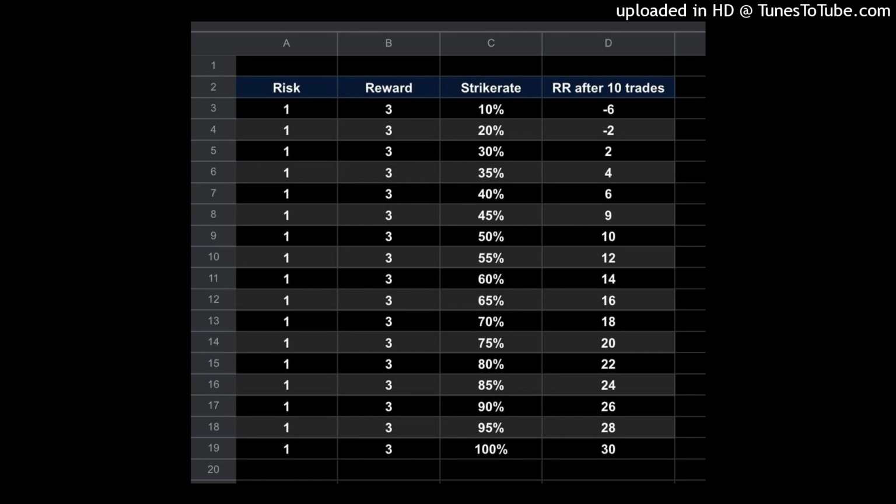So the last point is that trading is a zero-sum game, and I will explain what that means in the next couple of slides. Trading is a zero-sum game, and what this means is that for one person to make a gain, another person has to make a loss.